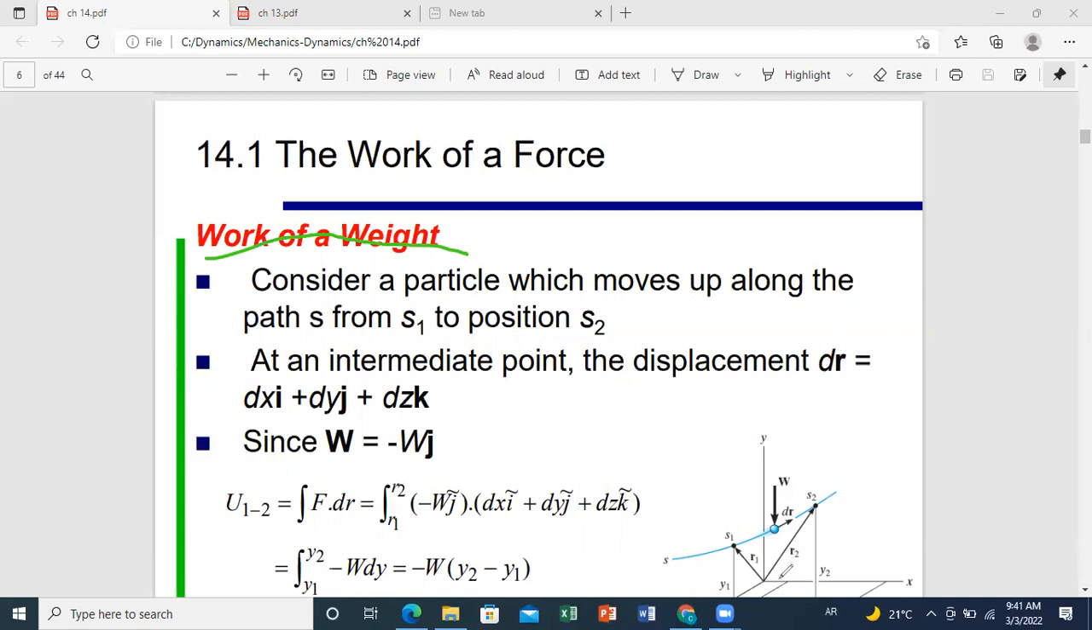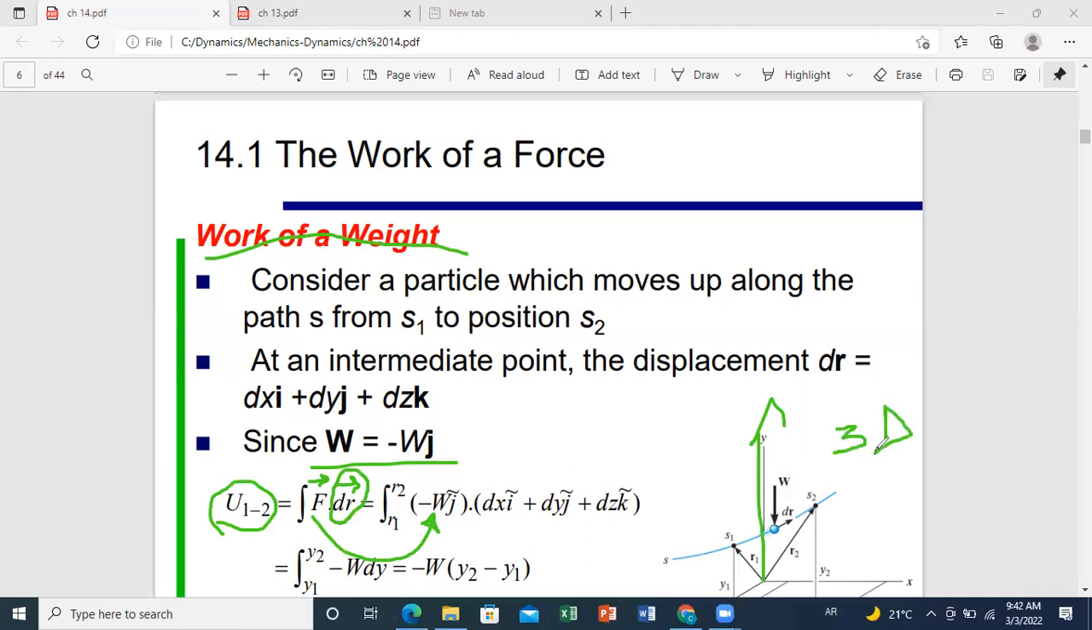So now, what is the weight? The weight is a vertical force that is downward. So in general, if we take x, y, z, and y is the vertical direction, then we can express the weight as minus Wj. According to the definition of work, the work of a force is obtained by the integral of F dot product displacement. So let us replace first the force by its expression. We are considering the work of weight, so F is minus Wj. Now what about dr, the displacement dr?